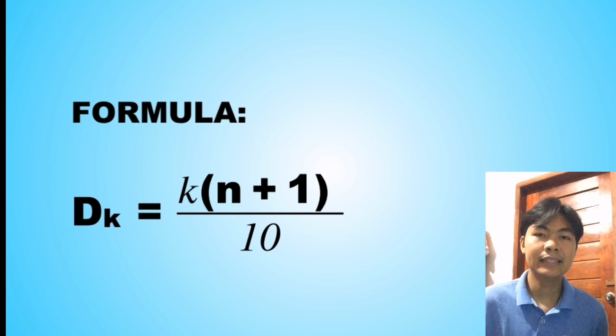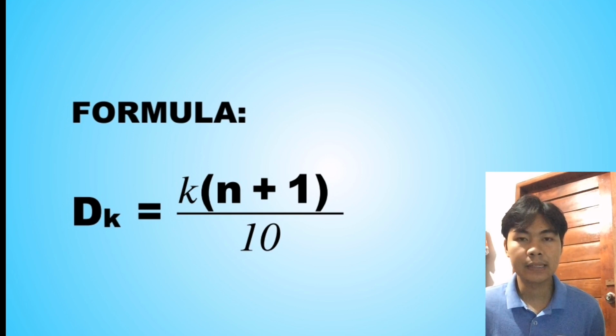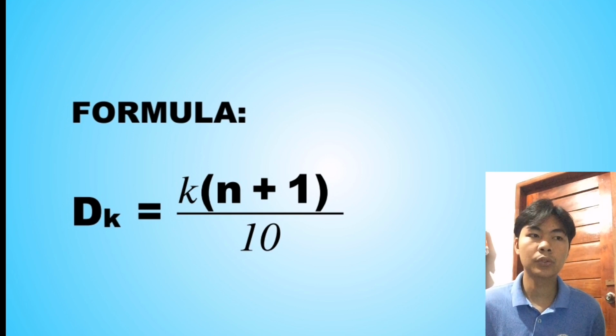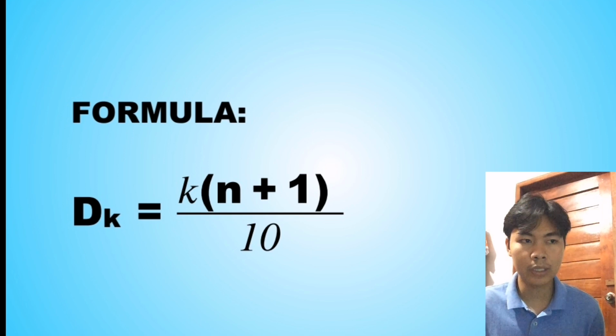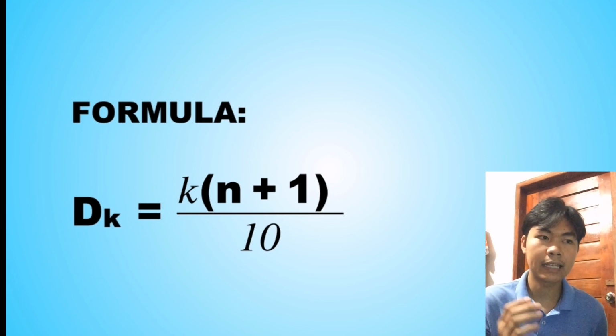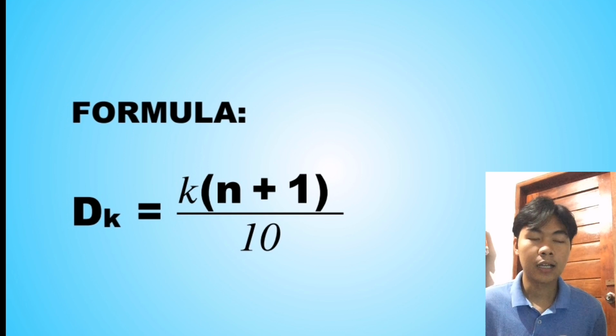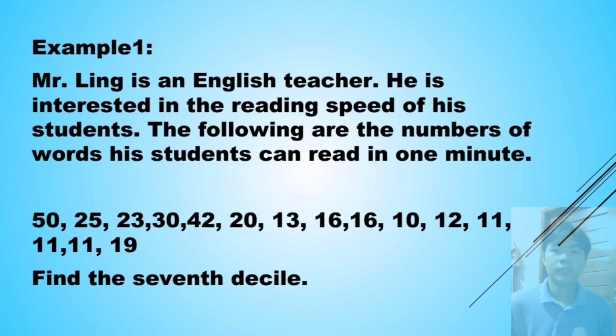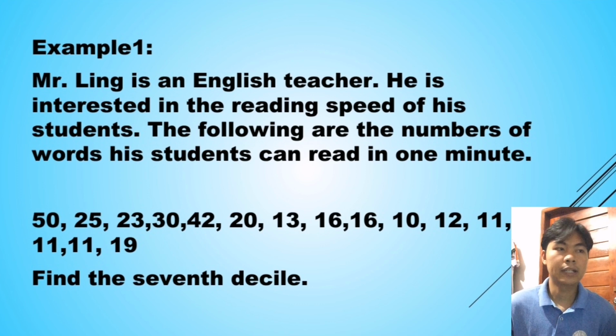When getting the decile of an ungrouped data, ito yung formula na ginagamit natin. D of k is equal to k multiplied by n plus 1 over 10. Okay, kung ano yung hinahanap nating decile, yun din yung ilalagay natin or isa-substitute natin doon sa k natin sa formula. Yung n natin represents the sample space or kung ilan yung laman or kung ilan yung nasa dataset natin. Now, let us proceed on our examples.